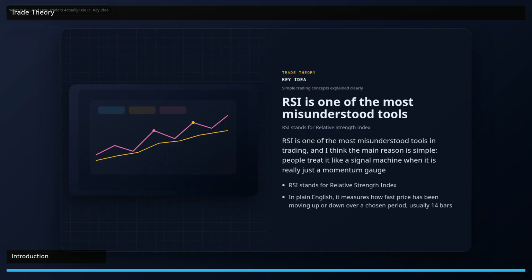In plain English, it measures how fast price has been moving up or down over a chosen period, usually 14 bars. It doesn't tell you whether a market is cheap or expensive in any absolute sense. It tells you whether recent gains or losses have been strong enough to push momentum toward one side.